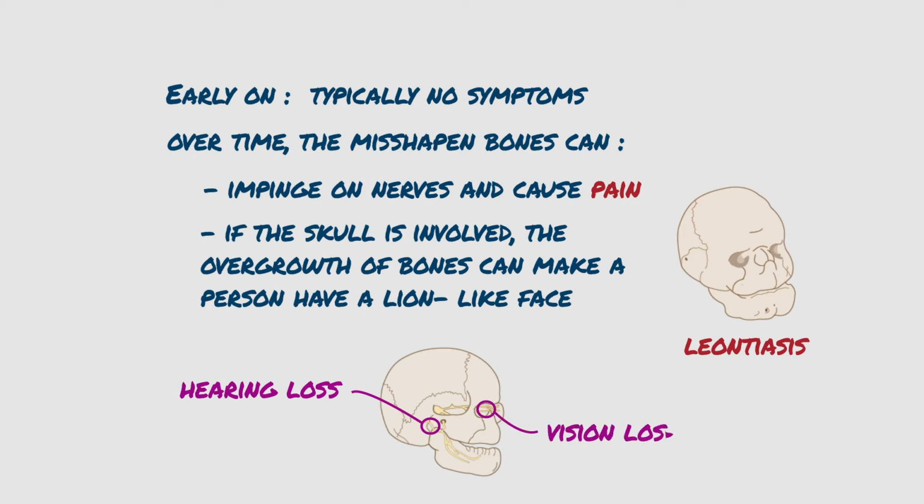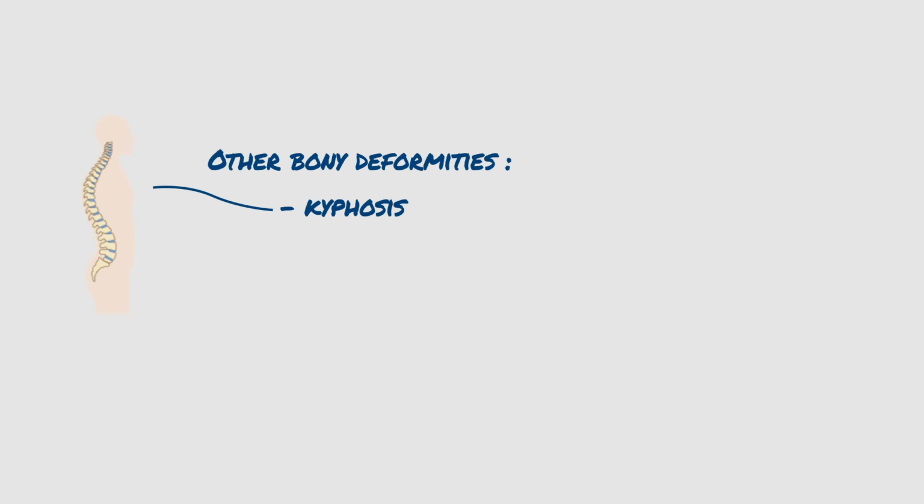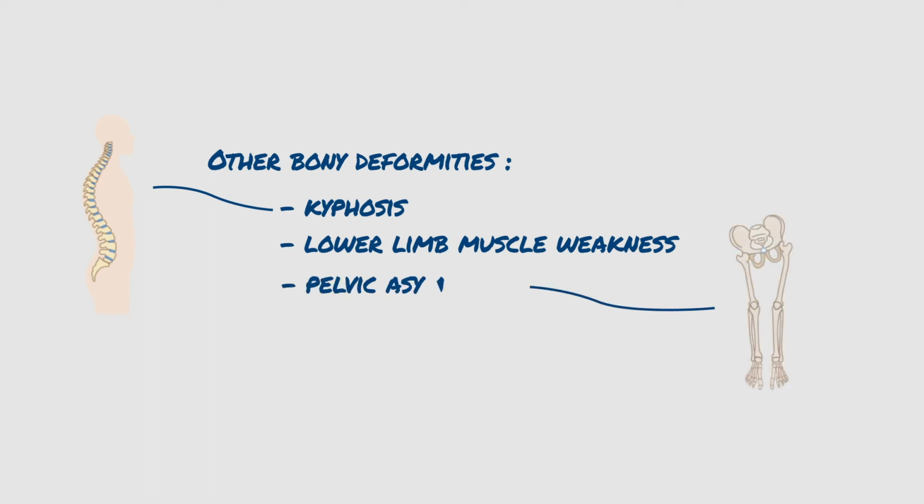If there's bony overgrowth that impinges on the optic nerve as it passes through the optic canal, that can lead to vision loss. Other bony deformities from Paget's disease of bone include kyphosis, which is an excessive curvature of the spine, making a person face down to the ground, lower limb muscle weakness from misshapen vertebrae compressing the spinal cord, and pelvic asymmetry.